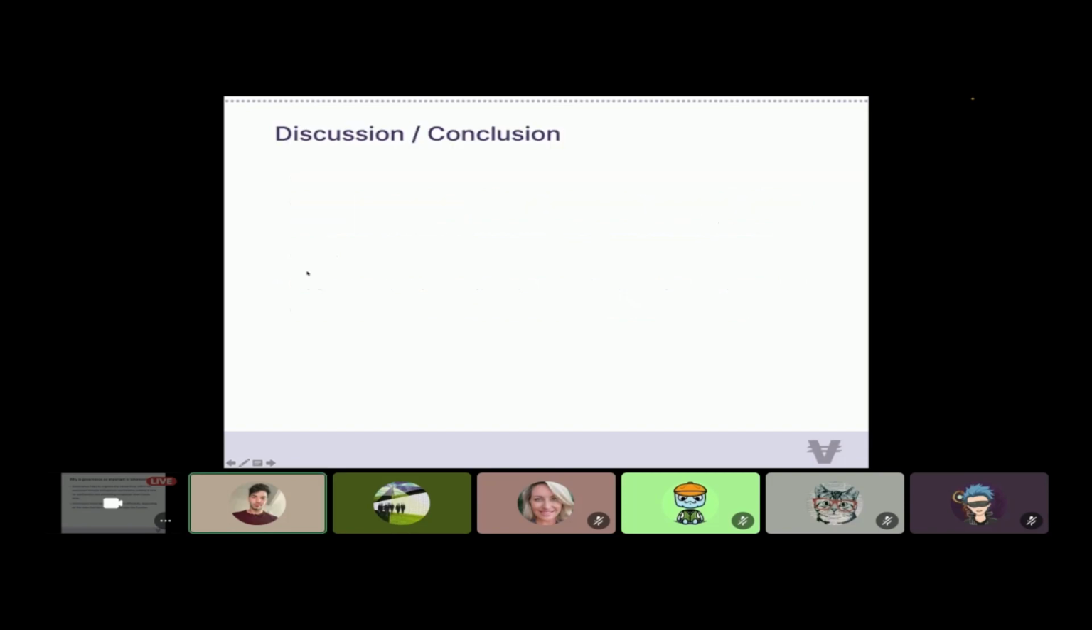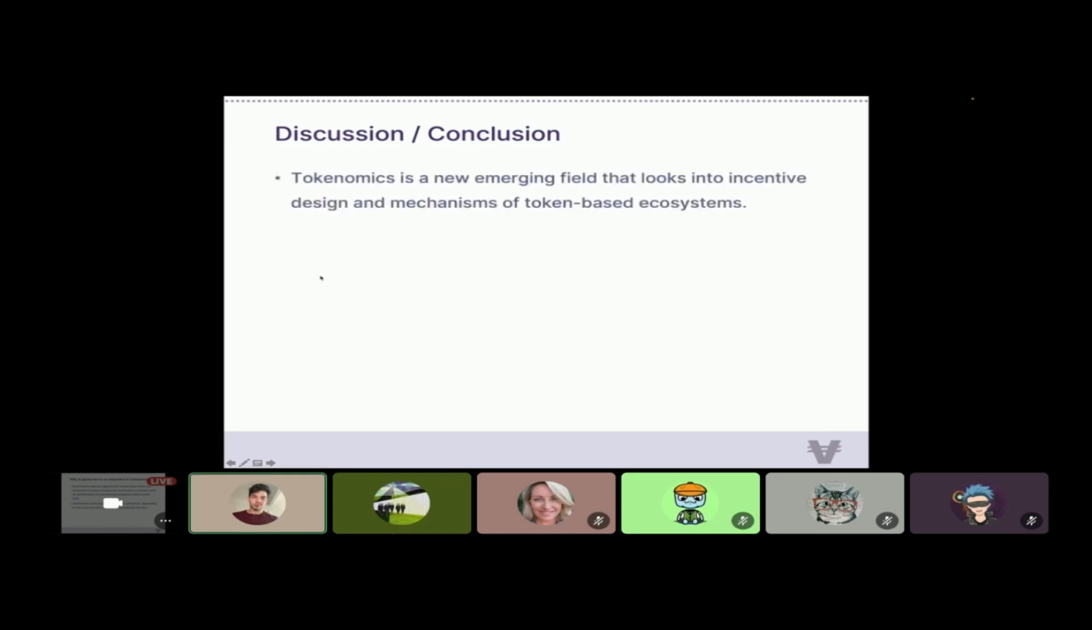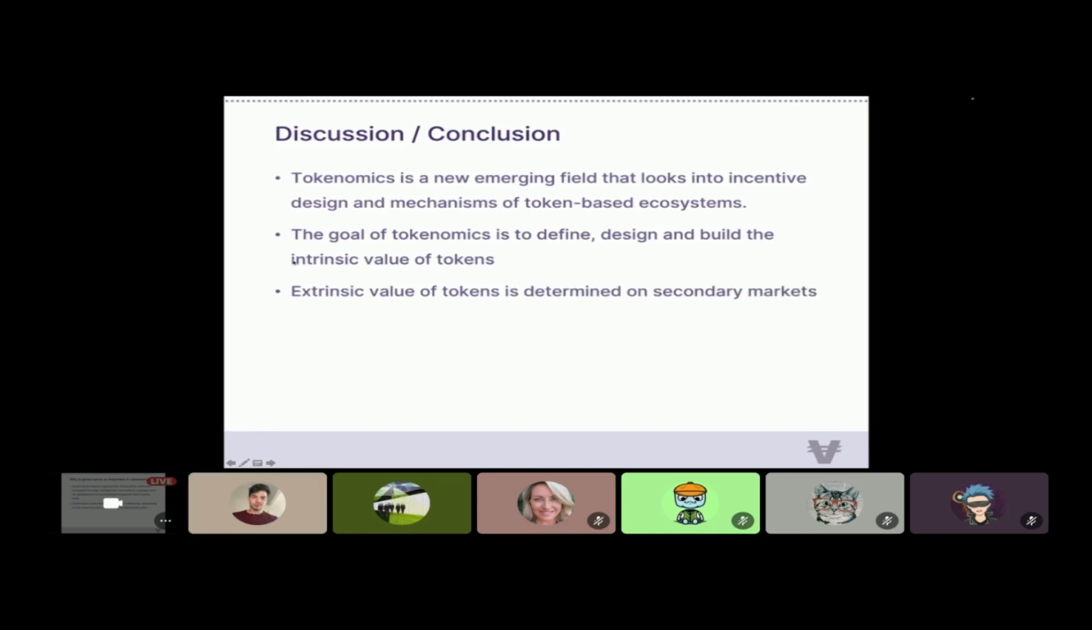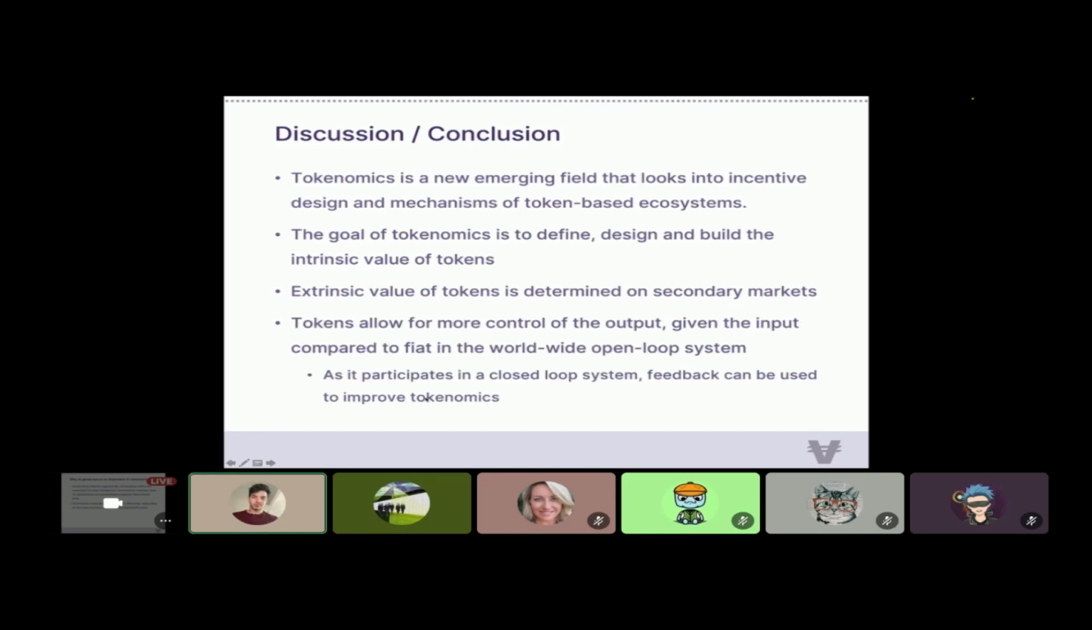So as I said, I will finish with some discussion or conclusion, well, actually more conclusion points. Tokenomics is a very interesting and new emerging field. It looks into incentive design and mechanisms of token-based ecosystems. And the goal of tokenomics is to define, design, and build the intrinsic value of tokens. And the extrinsic value, where investors are mainly focused on, is determined on the secondary markets.